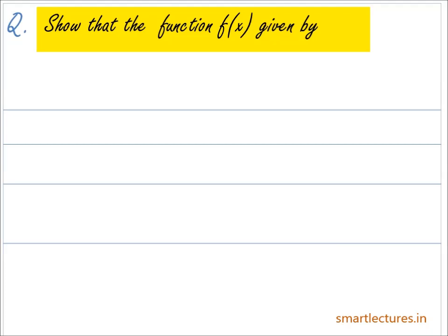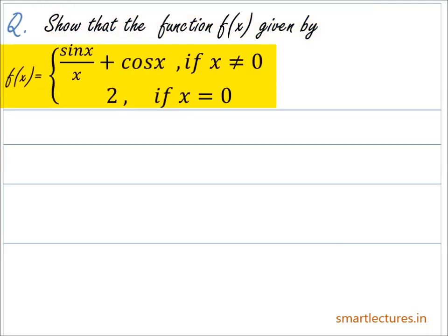Now let's solve one more question. Show that the function f of x given by f of x is equal to sin x upon x plus cos x when x is not equal to 0 and f of x is equal to 2 when x is equal to 0 is continuous at x equal to 0.